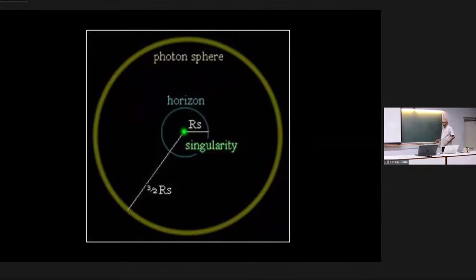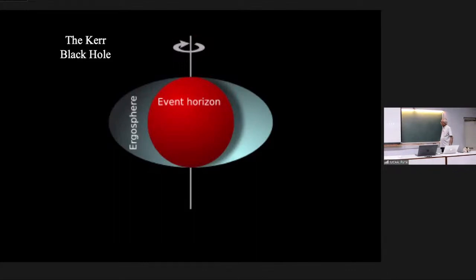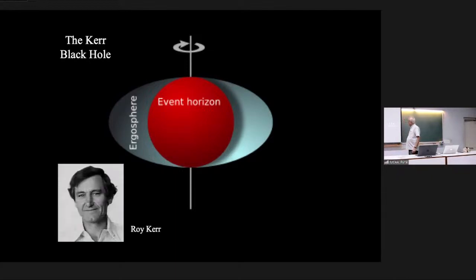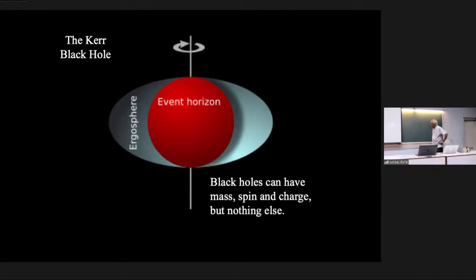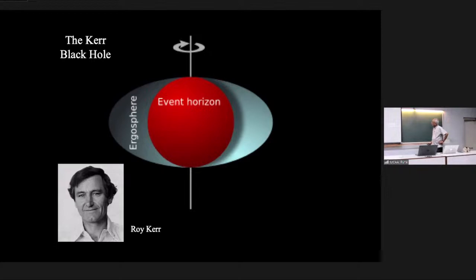But please remember that all this is only for the Schwarzschild black hole. If I go to the next one, which is a rotating black hole. So Schwarzschild was in 1916 and the rotating black hole was Kerr, the New Zealand physicist, and I have not put the date here. So between 1912 and 1963. Okay, so a much more complex solution.